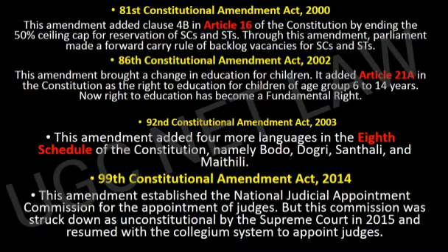99th Constitutional Amendment Act 2014. At that time there were debates and issues going on about the National Judicial Appointment Commission for the appointment of judges, but the commission was struck down as unconstitutional by the Supreme Court in 2015, and the collegium system to appoint judges resumed.